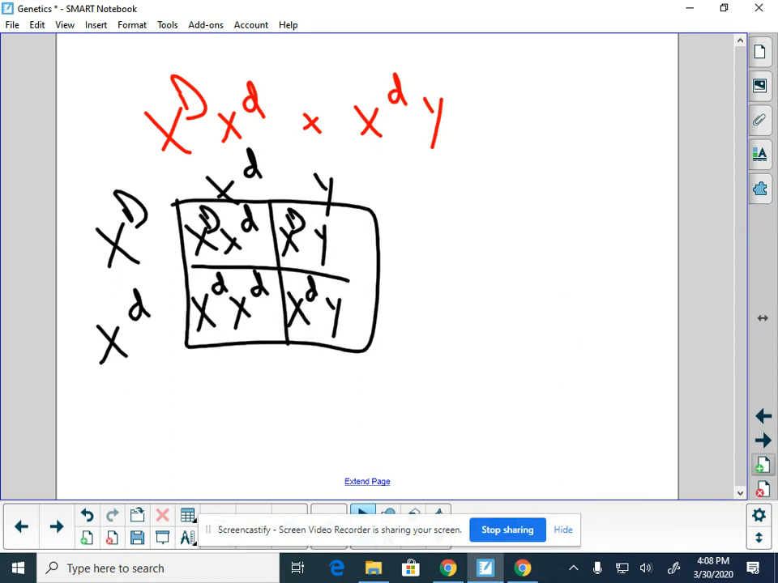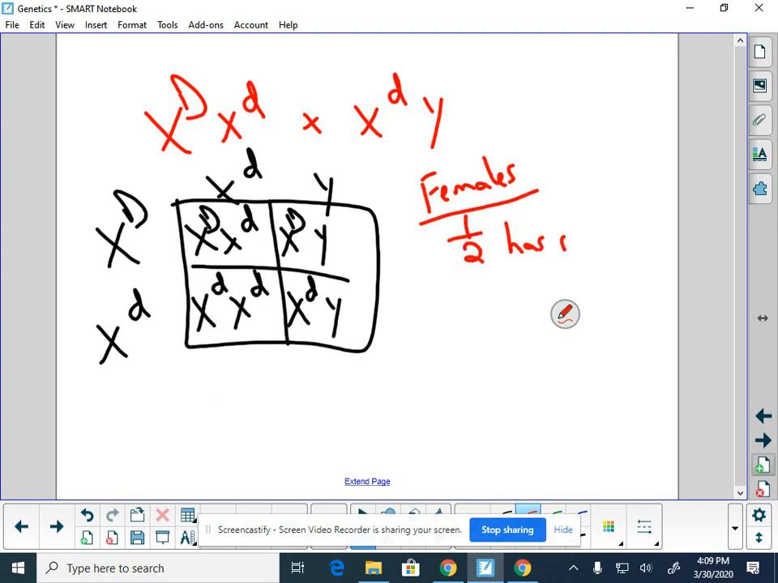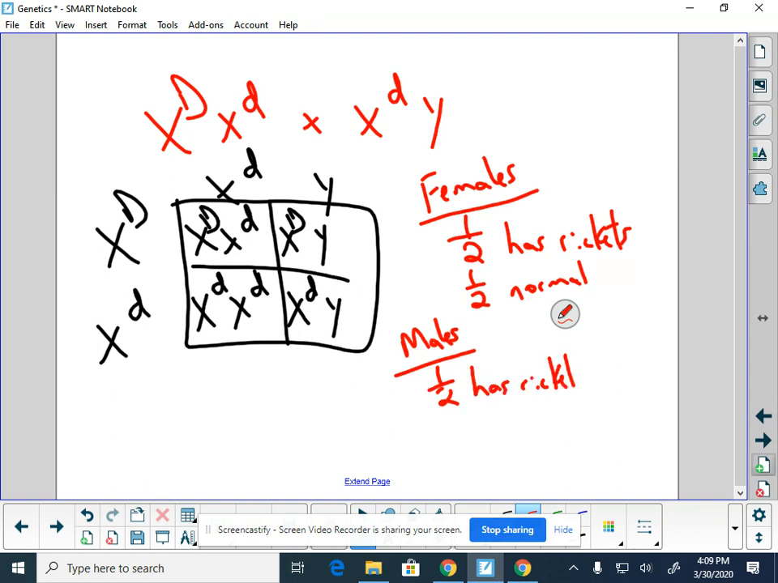And again, two different formats. I personally like this format better where I say, let's start with the females. Of the females, 1 out of 2 has rickets. 1 of 2, normal or no rickets. Of the males, 1 out of 2 has rickets. And 1 out of 2, normal or no rickets.